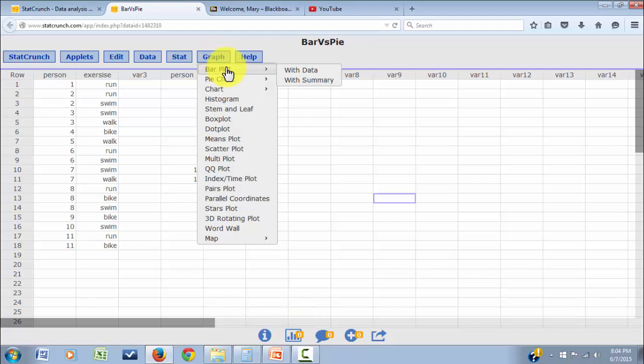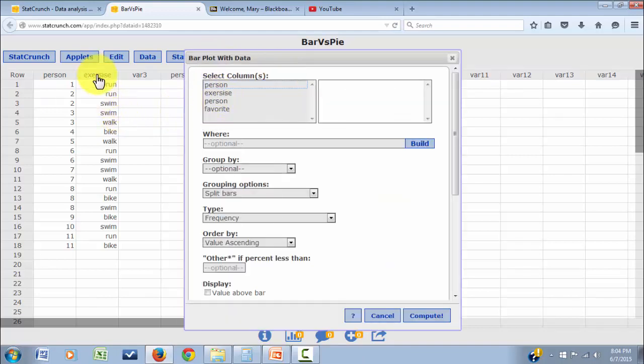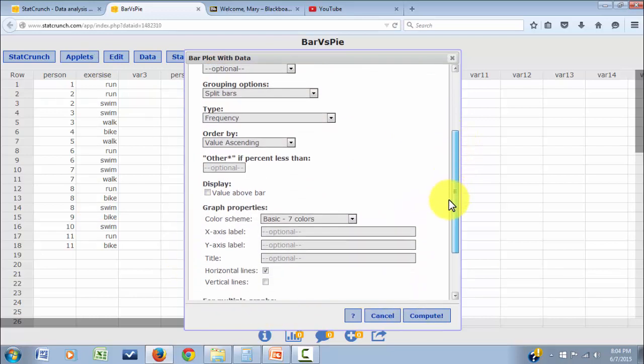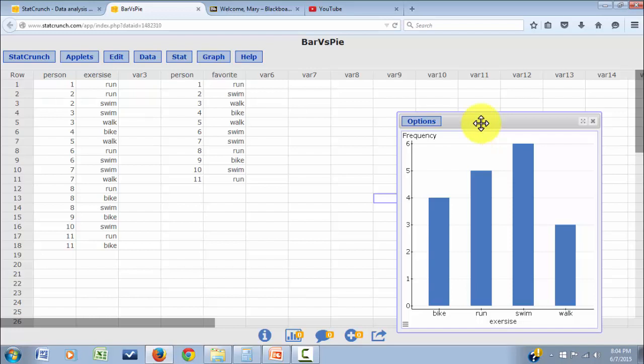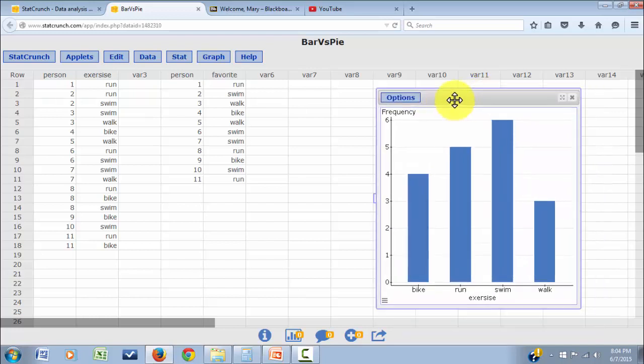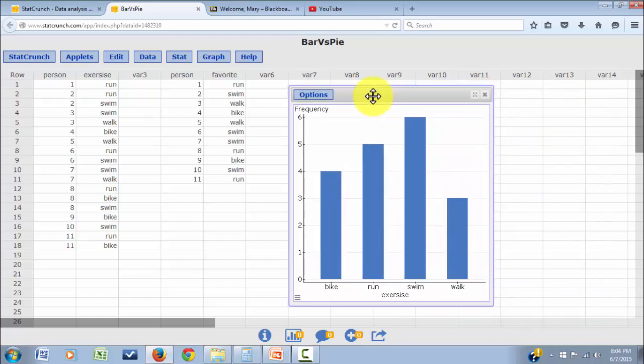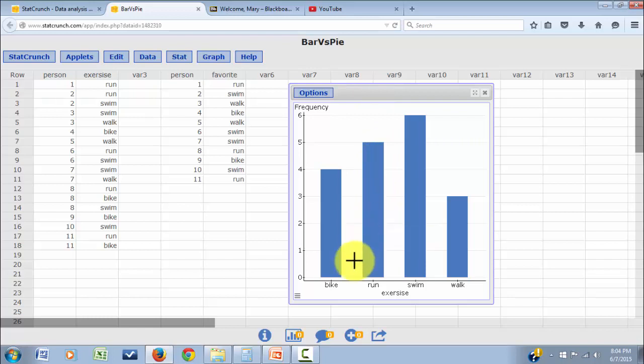Now we have the entire data set there, so we'll say with data. And that column is just called exercise. So I'm going to select that over to be my column I want StatCrunch to graph. And that's about it. I don't need to do anything special here. Just select the column I want and hit compute. And here we see our bar plot or bar chart.